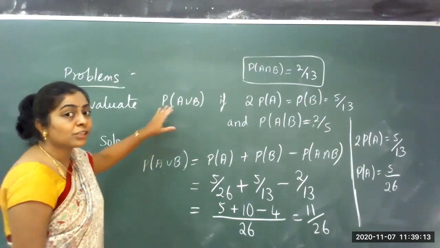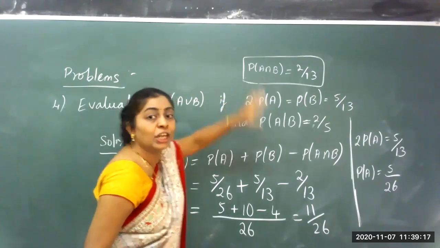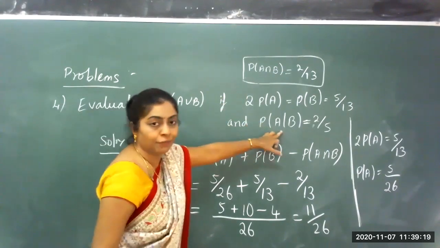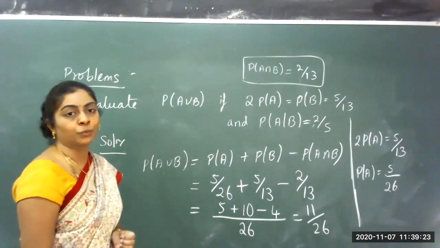The problem was asked to find the union. Since I did not have the intersection, using the conditional probability definition, I obtained the intersection. Then I rearranged the value.